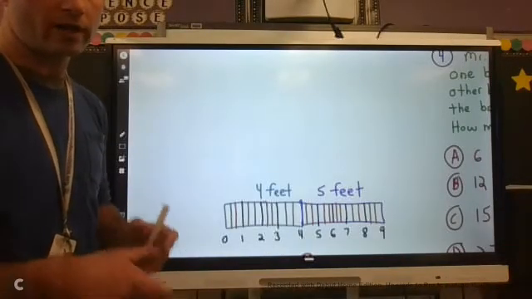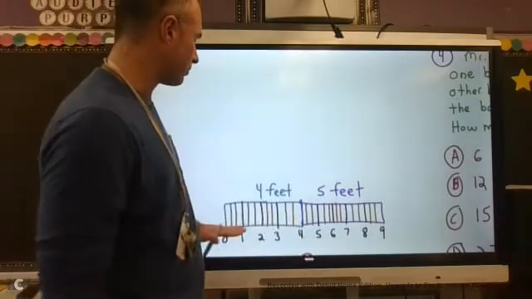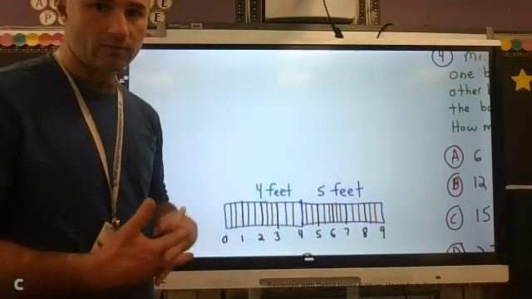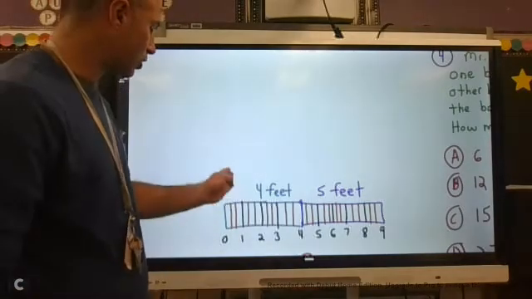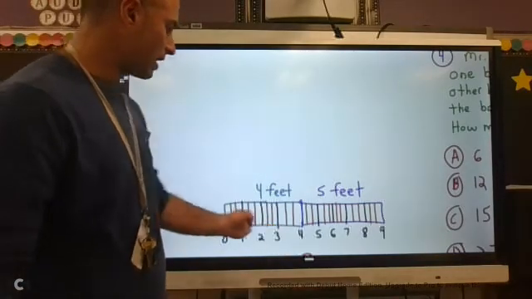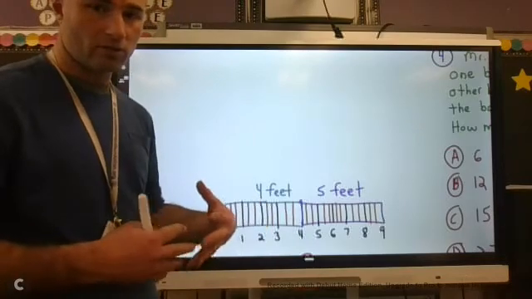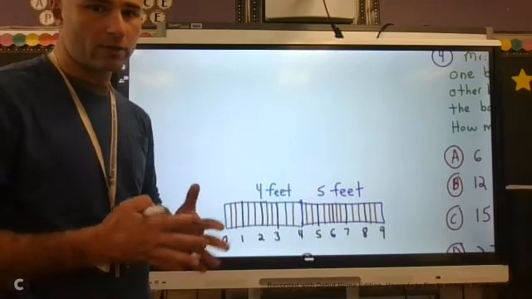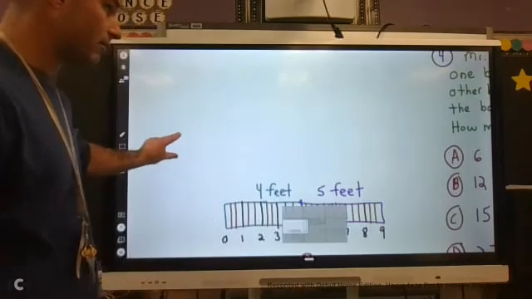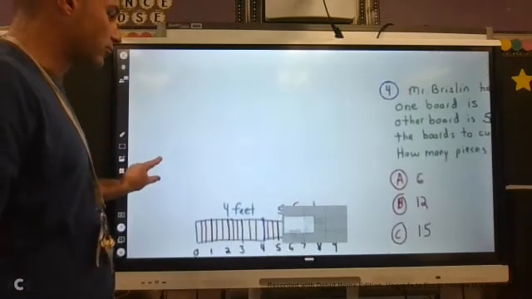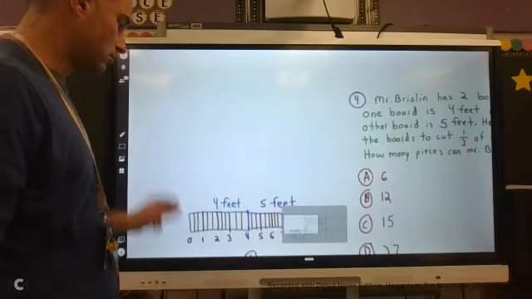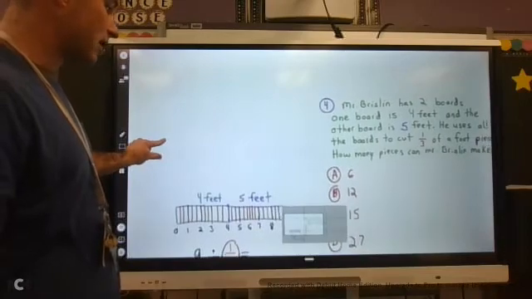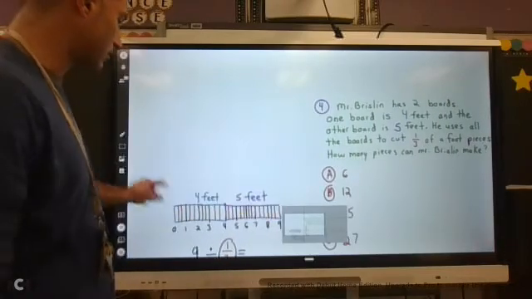Okay, so the hard part about this problem was you had 2 boards, a 4-foot board and a 5-foot board. So I put them next to each other. The second hard piece of this is making sure you broke them up into different feet. You'd recognize if you put the 2 boards next to each other, you have 9 feet. Third thing you had to do was break up each foot into thirds, right? It says they're breaking it up into thirds. How many pieces can Mr. Brisland make? So how many pieces do I have here all together?